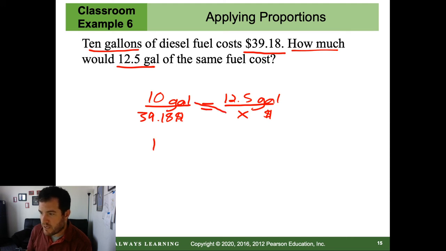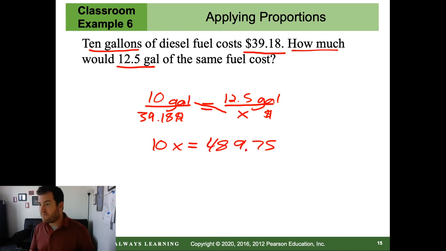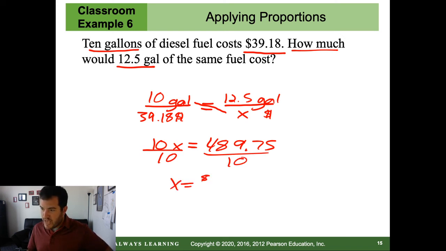Cross multiply, so I get 10x, and then I have no clue what that is. Calculator's all kind of crazy. I think I get 489.75. Divide this side by 10. Divide this side by 10. So I'm getting x is equal to $48, and we'll call it 96 cents.